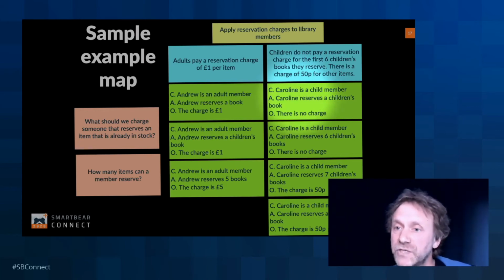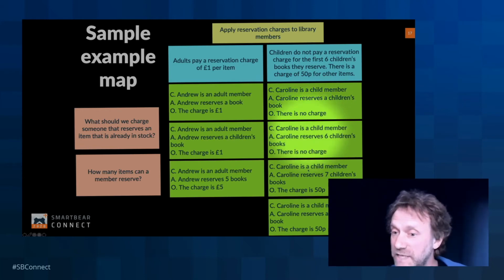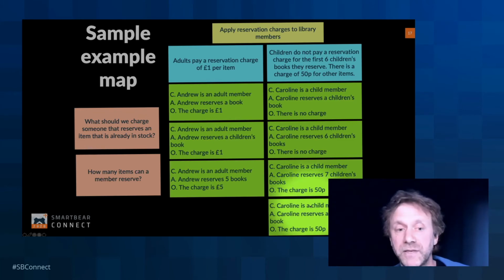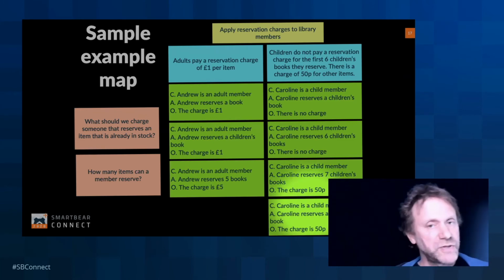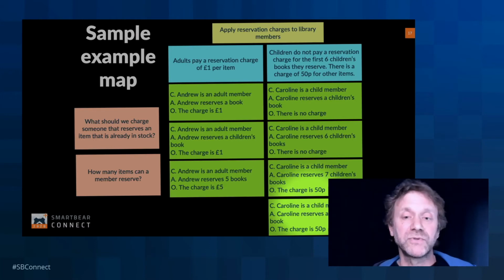So Caroline reserves a children's book. There's no charge. Caroline reserves 6 children's books. There's no charge. Caroline reserves 7 children's books. The charge is 50p. Caroline reserves an adult book. The charge is 50p. So I'm sure you've thought of others, but you see that this is a really powerful way of illustrating rules that could otherwise have misunderstandings or misinterpretations.